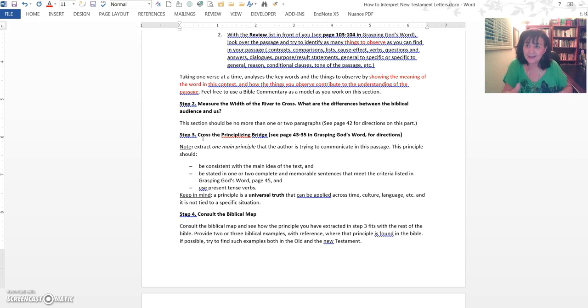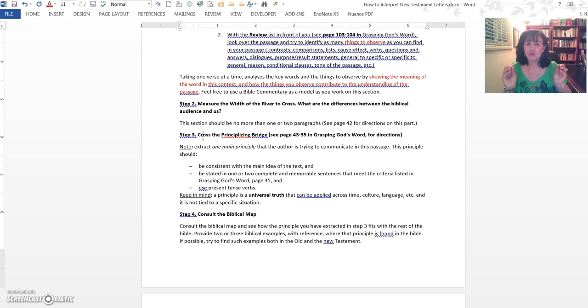And then look at the passage, and you have to look. This is going to just take 1 or 2 sentences, but it's very, very important that you do it well, because you need to extract the theological principle that resides in this passage. And the theological principle is a universal truth that can stand the test of time, culture, circumstances, generations. It's a universal truth that stands true across time and space.